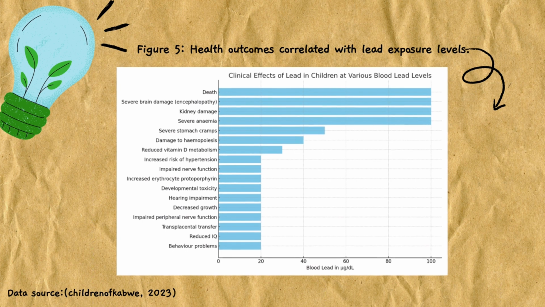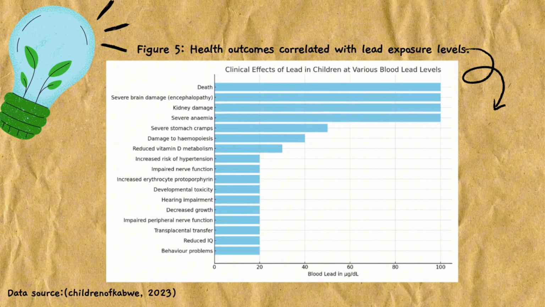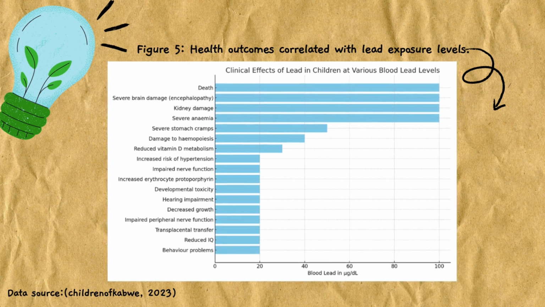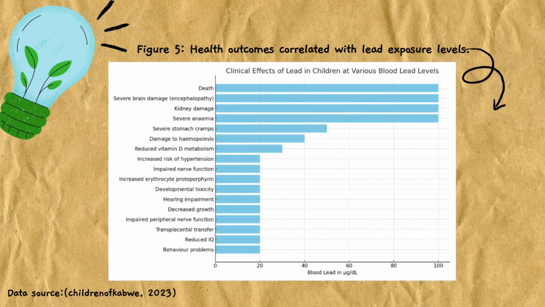For Figure 5 listed here, corresponding to the previous blood lead levels by township chart, we can note that there are lots of clinical effects related to blood lead levels above 40 micrograms per deciliter, such as severe brain damage for children.